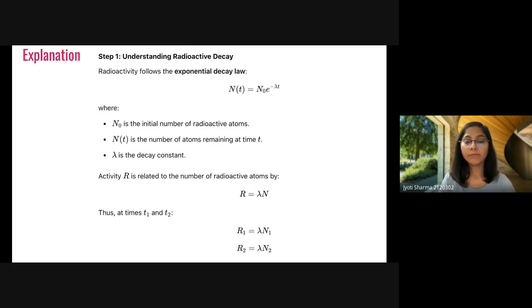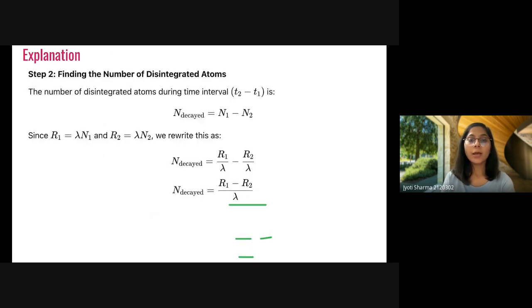Again, we have the number of radioactive atoms, and this rate is known as activity, and this is also equal to alpha n. We have R1, this is nothing but alpha n1, R2 is equal to alpha n2, and then what we have to do is n decay is equal to n1 minus n2. Then we have to put the value of this n1 n2 into this, and that's how we will get the answer, right? Very simple question.